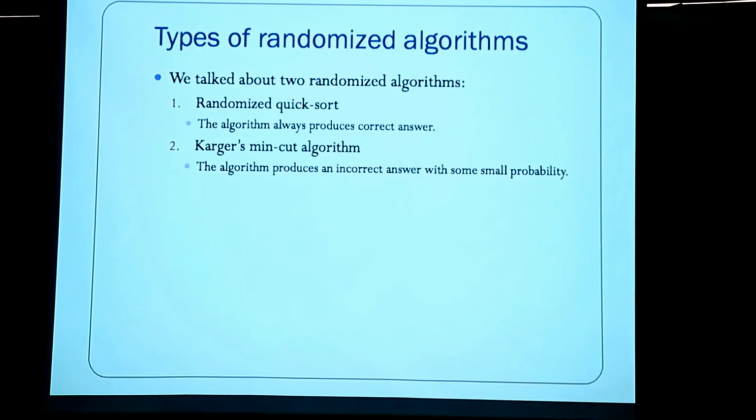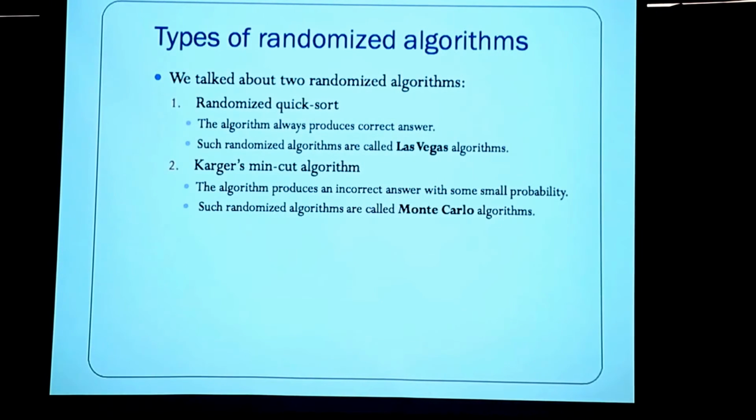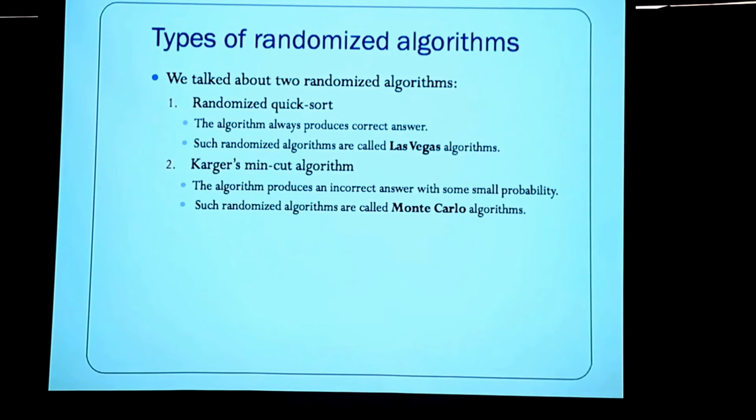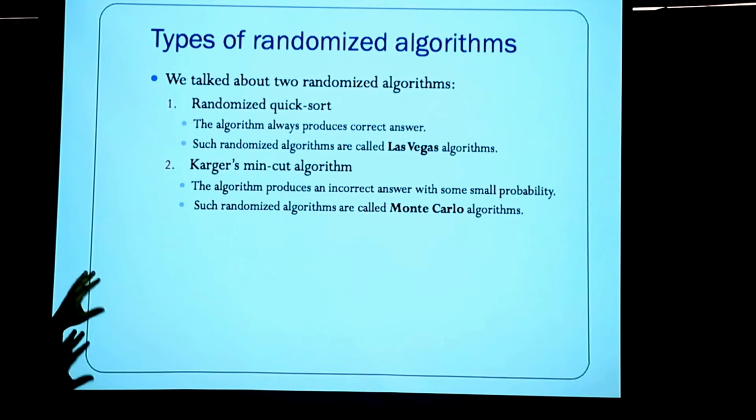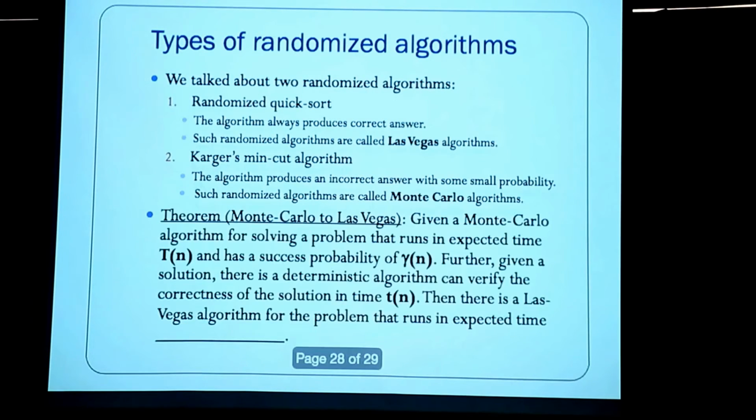If you work it out, then the probability of success is as stated. These kinds of algorithms which always produce the correct answer are called Las Vegas algorithms, and the second kind of algorithm, which produces an incorrect answer with some small probability, are called Monte Carlo algorithms. Okay, and there is an interesting relationship between Monte Carlo and Las Vegas algorithms.